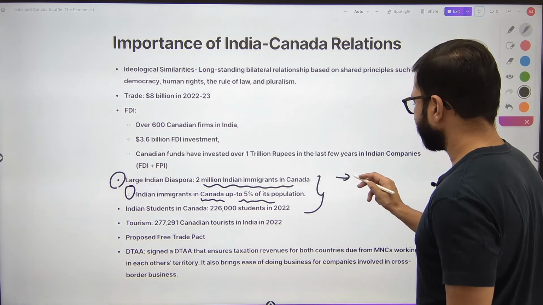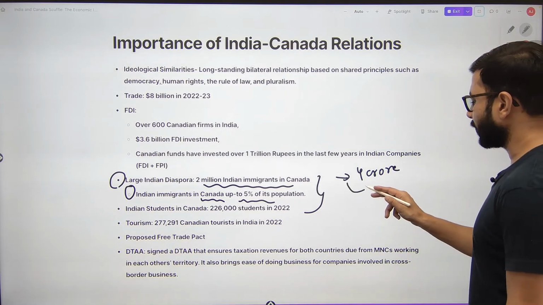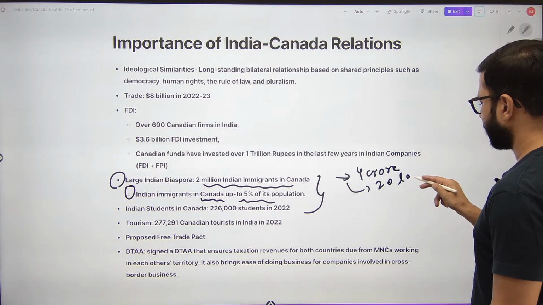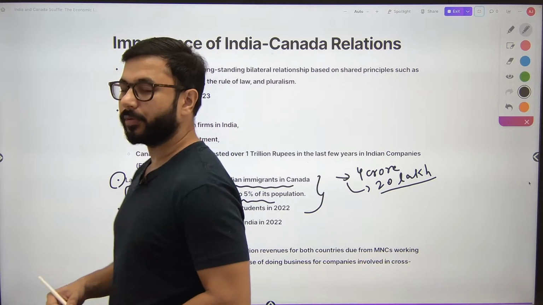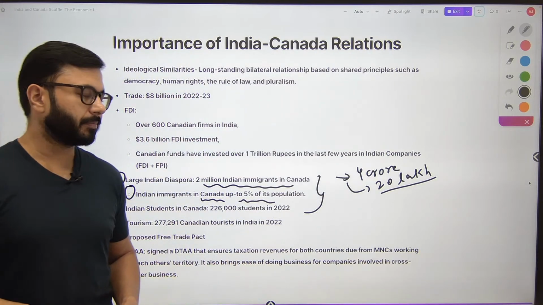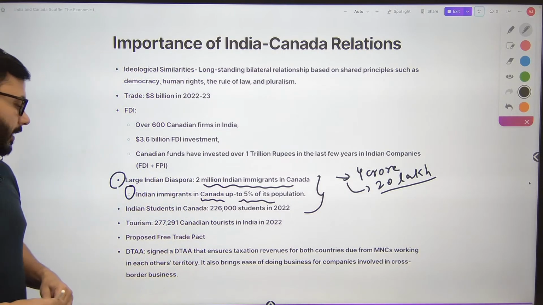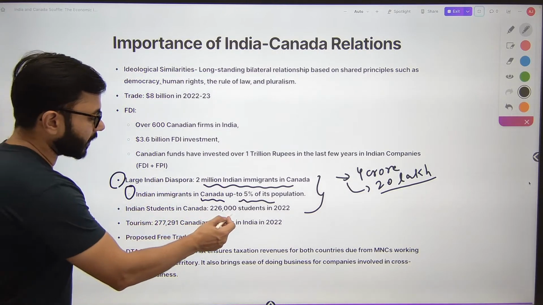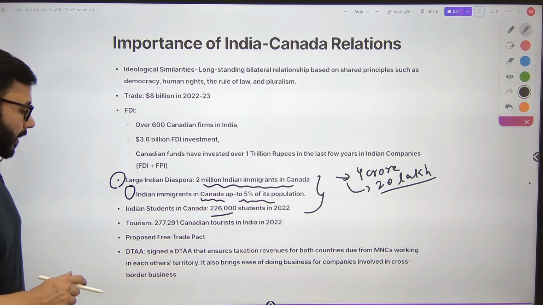Canada की population कितनी है? About 4 crore, 3.8 something, and out of this about 20 lakh Indians live there, which is about 5% of the population. देखने में लगता है कि यार 5% तो कुछ भी नहीं है, but 20 lakh is a big number actually. वो बड़ा number है. Okay. Indian students in Canada, 2,26,000 only in 2022, which is a big number.